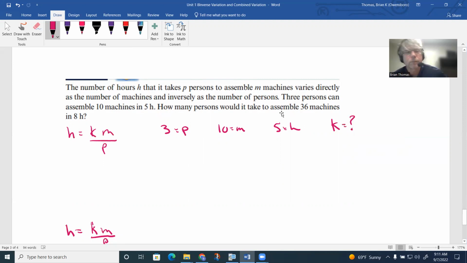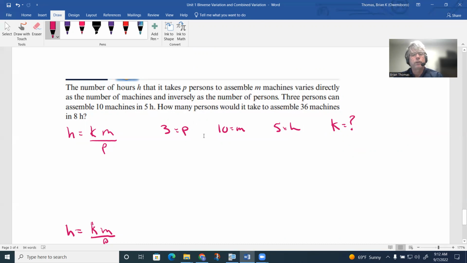So based on the problem, it says the hours vary directly with the number of machines, and inversely with the number of persons. So notice that the number of machines is going to increase as the hours increase, and then the number of persons is going to actually go the other direction. So 3 persons can assemble 10 machines in 5 hours. How many persons would it take to assemble 36 machines in 8 hours? So we have a lot going on here.